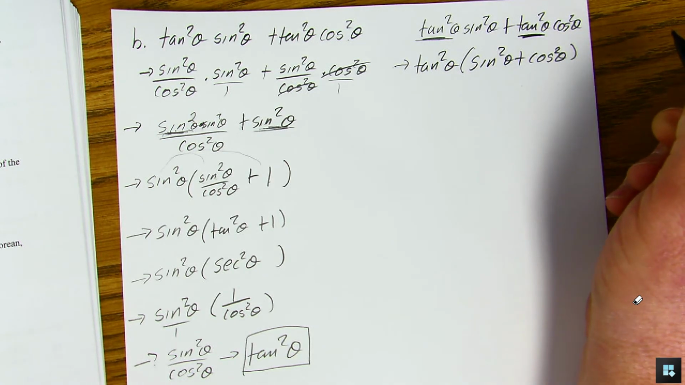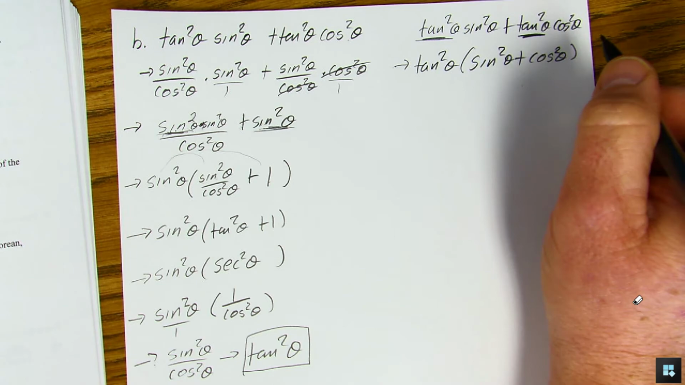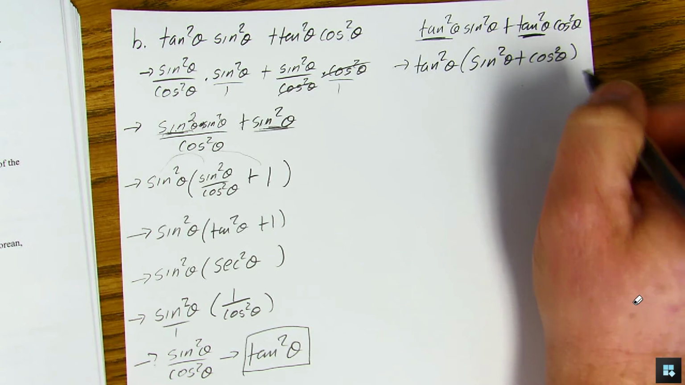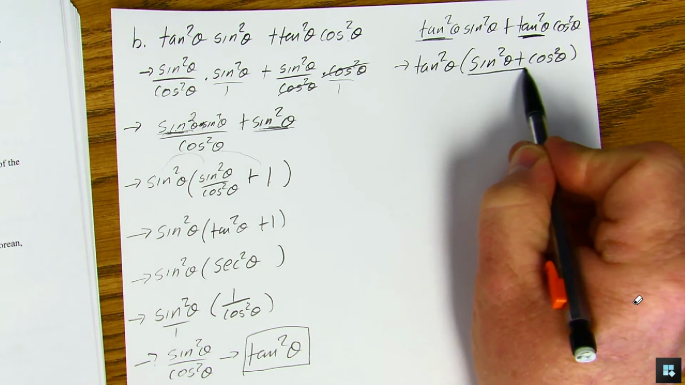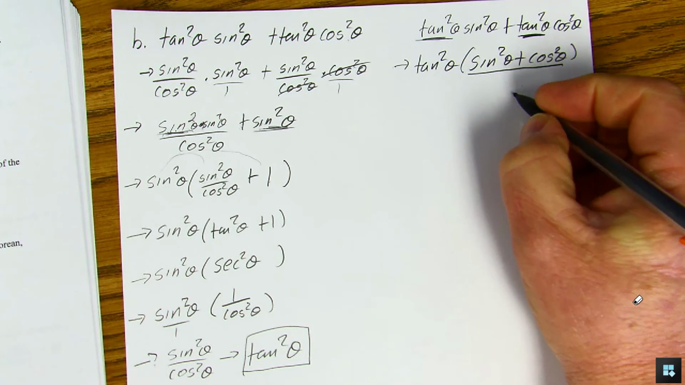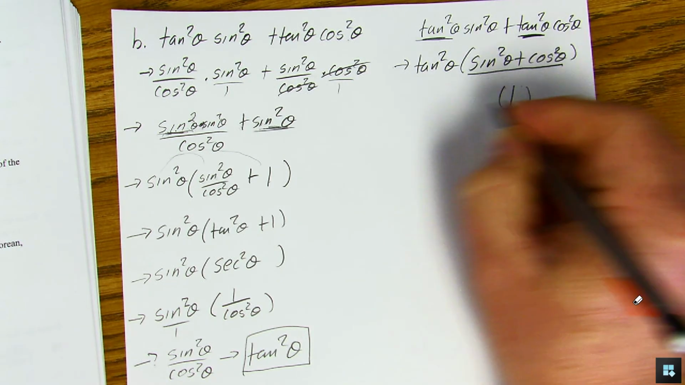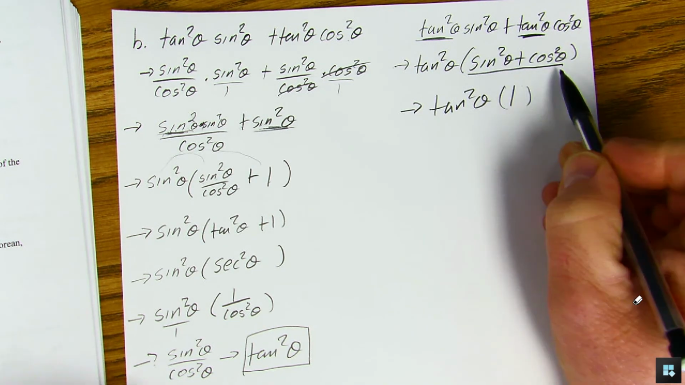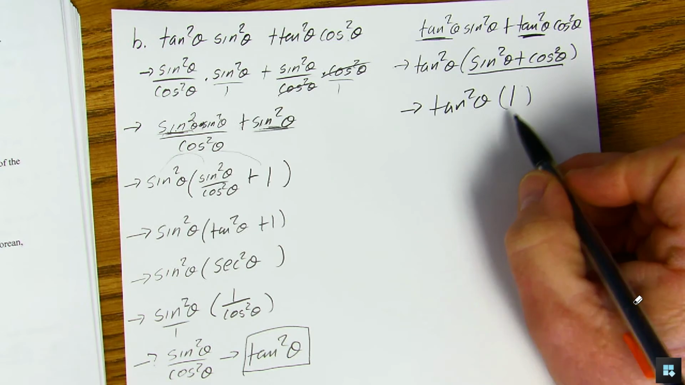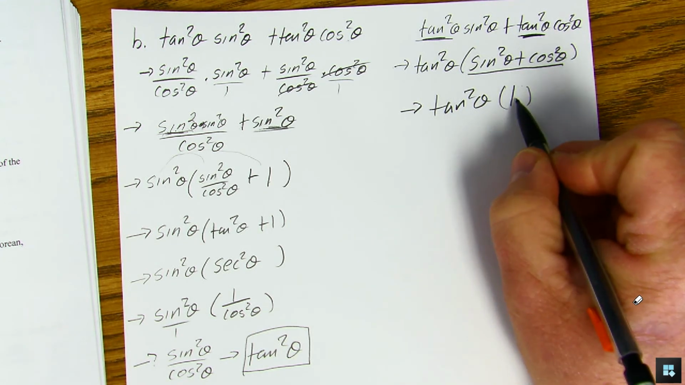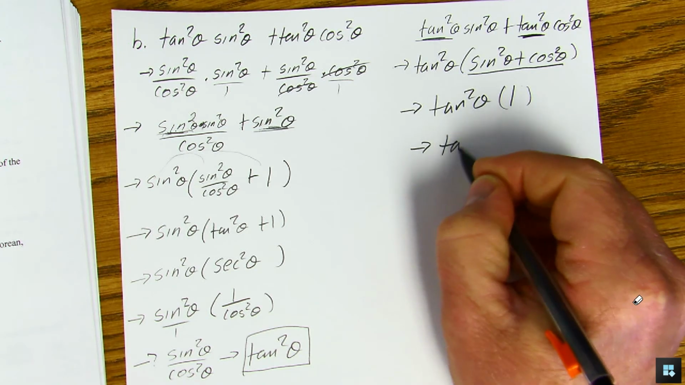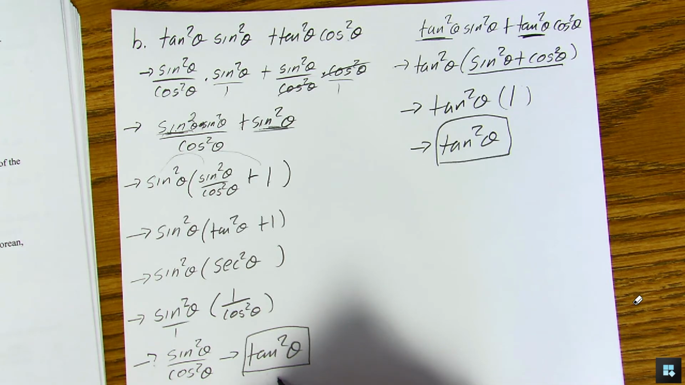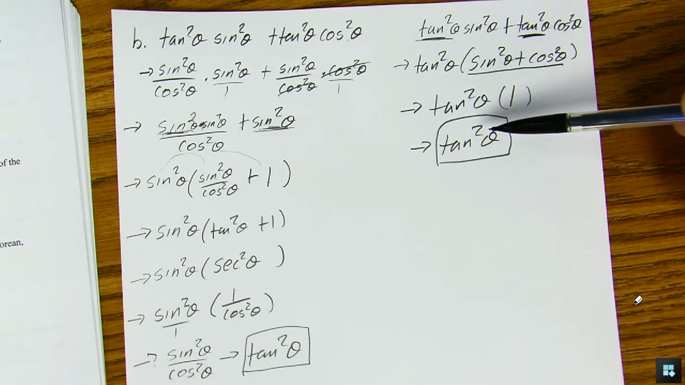Now, folks, I'm going to tell you right now, if there is one Pythagorean identity I want you to remember, one, it would be that sine squared theta plus cosine squared theta equals 1. Please, please put that to memory. Sine squared theta plus cosine squared theta equals 1. So then it would follow I get tangent squared theta times 1, which leads me to tangent squared theta. Which, if you notice, that's exactly the same thing we got here. It just was a lot easier.